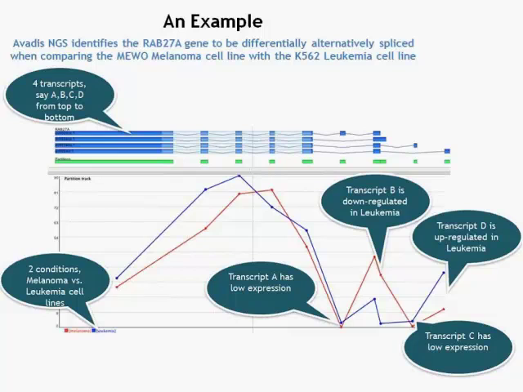Conversely, the last exon on the right-hand side is present only in transcript D, which is upregulated in leukemia compared to melanoma. Transcript C should be downregulated in both leukemia and melanoma, as evident from the expression values of the last exon on transcript C. Thus, we can see how amongst 4 transcripts for a gene, we can identify one that is up, one that is down, and one that has no change in expression for the same set of samples.